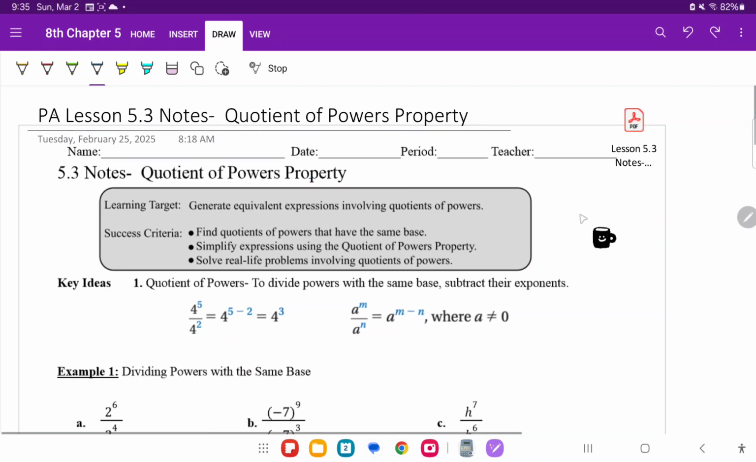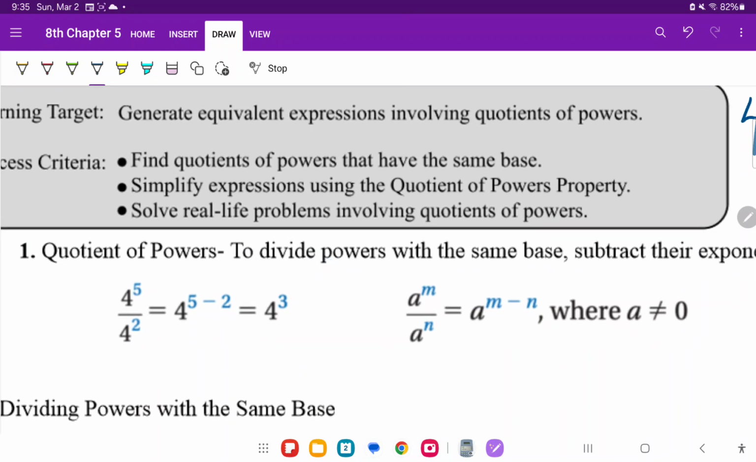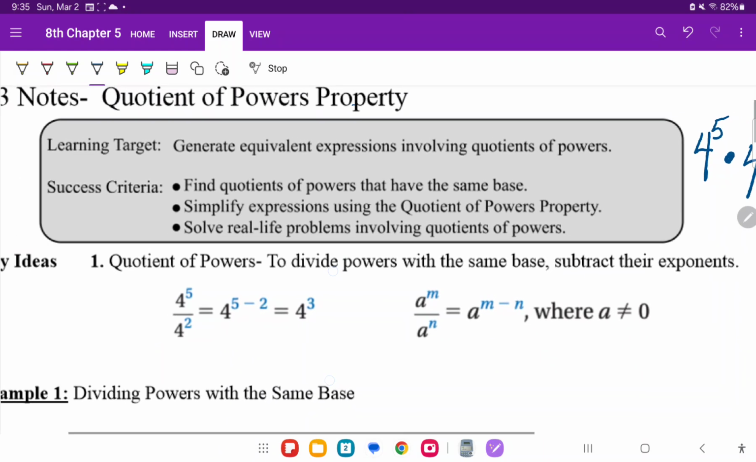Now what we did in the last lesson, we did something like 4 to the 5th times 4 squared, right? So when we did that, the bases were the same, so you add the exponents. So we added the exponents, but that was when we multiplied. So now we are dividing. So if you'll notice, what do we do with this? Bases are both 4, so we do 5 minus 2. So this is 4 to the 3rd. Okay?